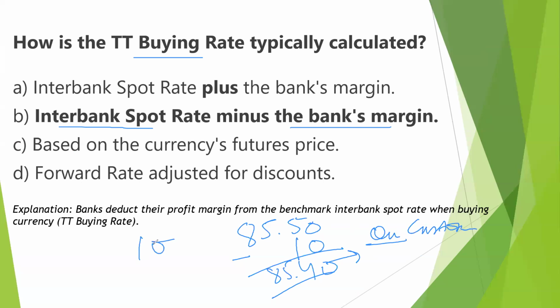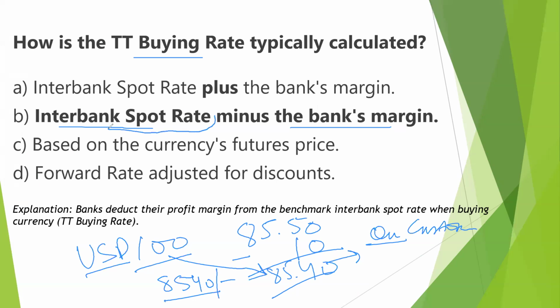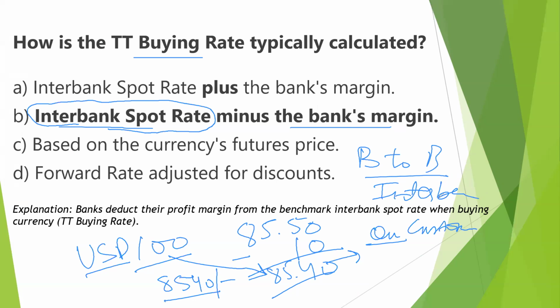If a customer has $100, based on this rate of 85.40, he will be getting 85.40 for each dollar of the $100. The interbank spot rate is 85.50. So what is this interbank spot rate? The interbank spot rate is the rate at which bank to bank dealing happens. Bank to bank dealings happen at the interbank rate.